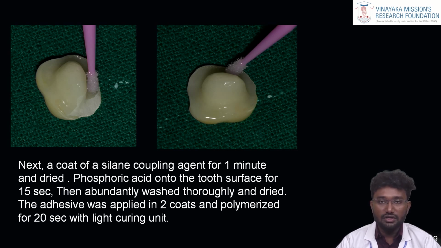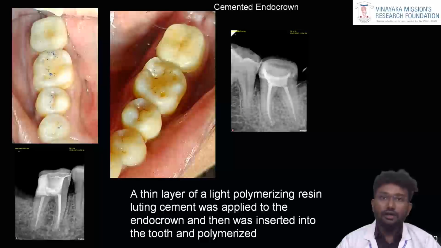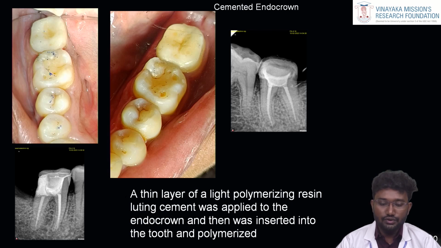Next, coming to the patient, the teeth have to be etched using phosphoric acid, abundantly washed with water and then dried, followed by application of bonding agents. Preferably 2 coats of bonding agent are applied and then polymerized for 20 seconds with a light curing unit. Then, after complete and good isolation, the endocrown is cemented using a dual cure resin luting cement, which is placed over the crown and also on the tooth surface, and it is luted. Following luting, it is polymerized.